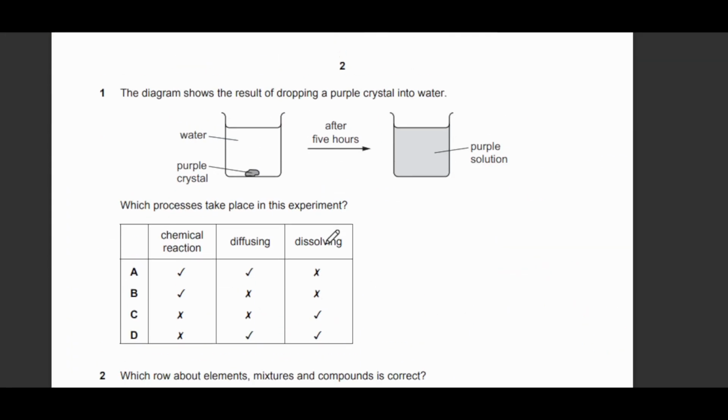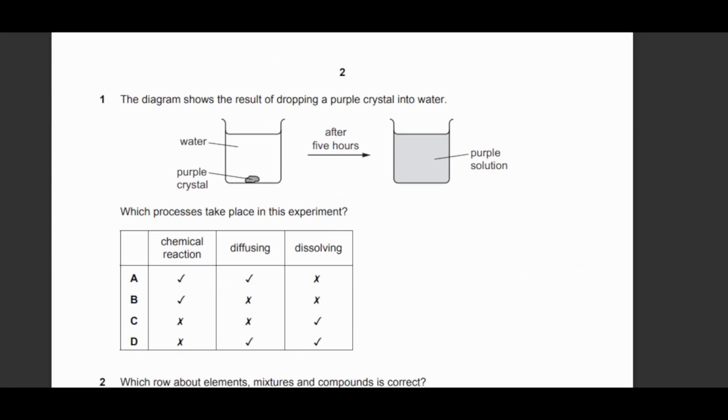So, okay, question 1. The diagram shows the result of dropping a purple crystal into water. Which processes take place in this experiment? So they have three options. You have chemical reaction, diffusing, and dissolving. So first thing you need to know is that it is not a chemical reaction.